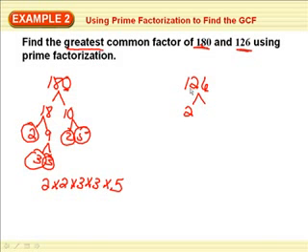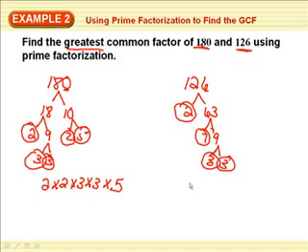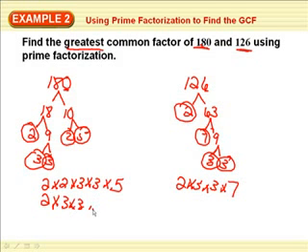126, now I know it's even. I know 2 will go into it. Let's see, it goes into 126, 63 times. 63 is 7 times 9. 9 is 3 times 3. So 2 times 3 times 3 times 7. So what I do is take those numbers and write them on top of each other. 3 times 3 times 7.